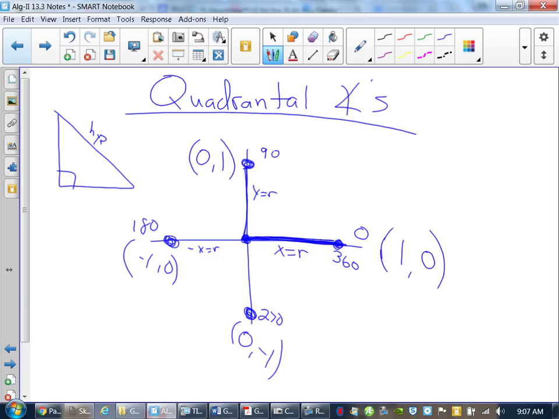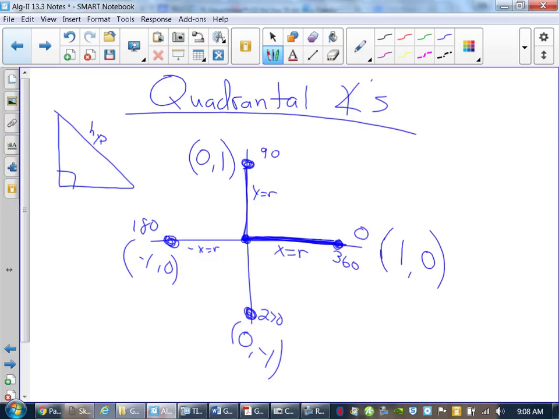So your quadrantals are always placed out. Think of it as 1, 0, 0, 1, negative 1, 0, 0, negative 1, as you go all the way around that circle. Because that radius will never change. Because x divided by r is 1, because they're the same number. Right? So it always simplifies out.